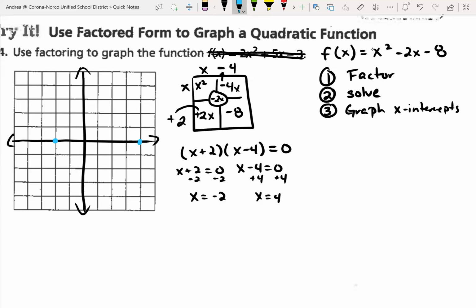Okay, we don't know where the vertex is, and that's really the point we really need, right? Okay, so in order to find the vertex, we need to find the middle, that axis of symmetry. Okay, and the axis of symmetry is the middle of my graph, right? So that's what we're going to do, is find the middle. So that's step 4. Find the axis of symmetry.